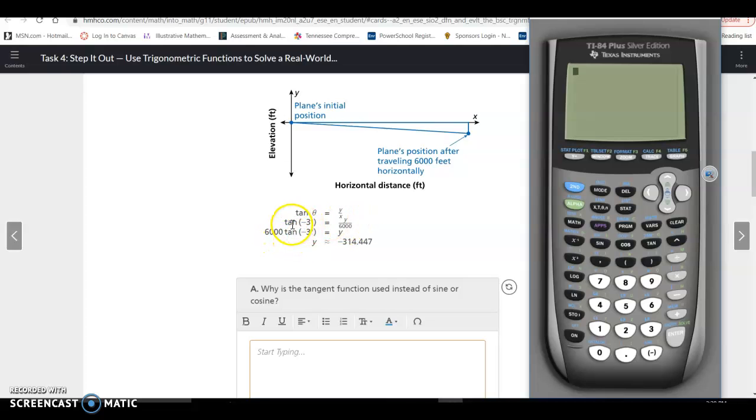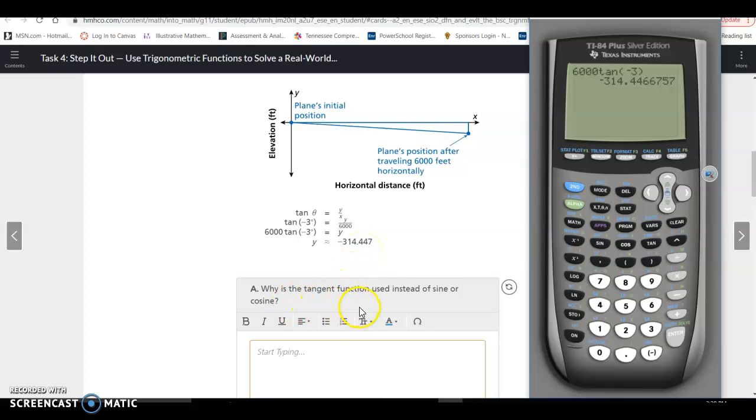Now, we started out with this equation because we know that tan is opposite over adjacent. So we just plugged in the information. But to solve for y, you have to multiply both sides by 6,000. So if we go 6,000 times tangent of -3, again, as long as you have it in degree mode, it should give you this answer here.